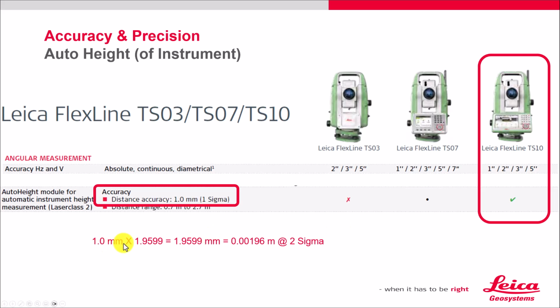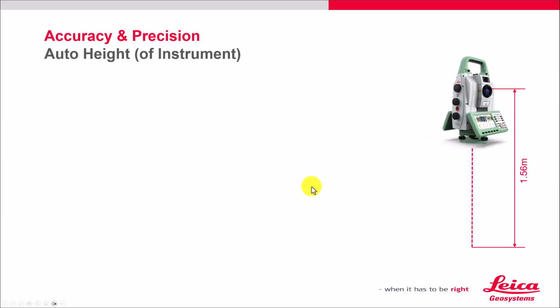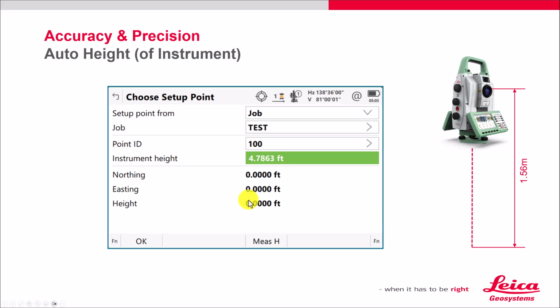And so 1 millimeter at 1.9599, because remember, this is 1 sigma. We're doing everything to the 95th percent confidence level. So you need to take that times almost 2. So we have 1.9599 millimeters to be at 2 sigma. And what's that do for us on the auto height? Let's say we have 1.56 meters.